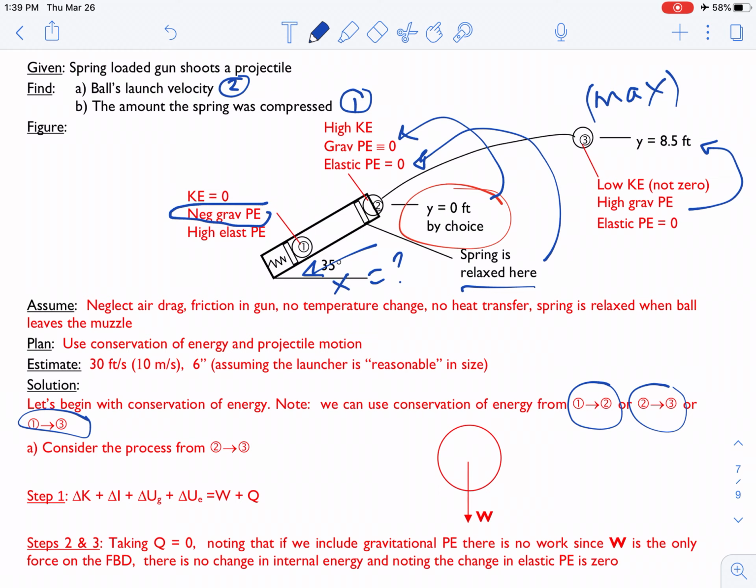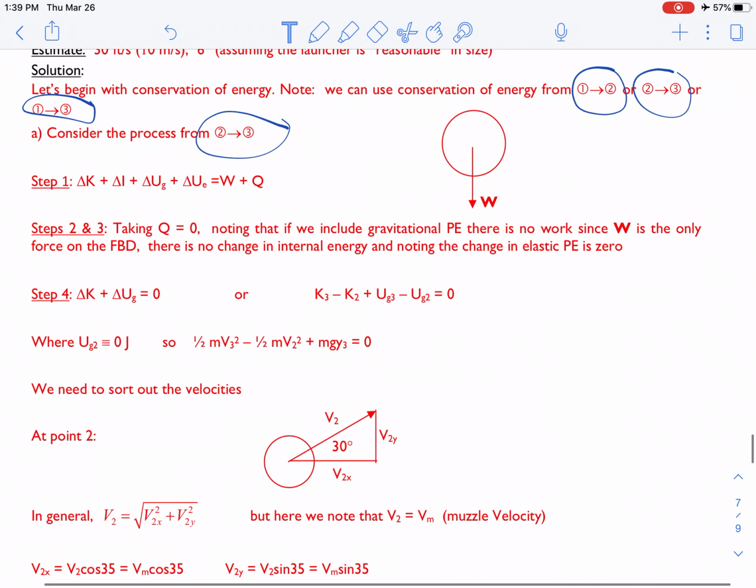If I use 1 to 2, I already have 2 unknowns and 1 energy conservation equation. I won't be able to solve it yet. So I'm not going to do 1 to 2. Instead, let's do 2 to 3. Although it might look like there are some hidden unknowns, we will figure them out. Okay, so we are starting from 2 to 3, the projectile motion. You can also use projectile motion to figure things out, but since we are working on energy conservation, we are going to use energy conservation for this part.